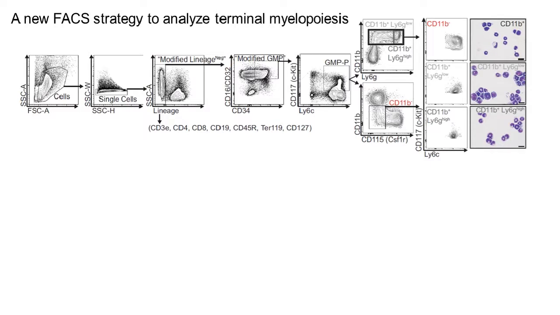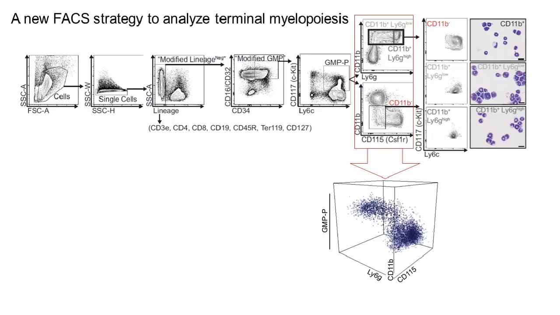CD115. We noted that cells that gain Ly6G do so from a CD11b high state, whereas the monocytic cells gain CD115 from a CD11b low state. And this process is best visualized in 3 dimensions, where you can see that Ly6G positive cells arise at a CD11b high state.